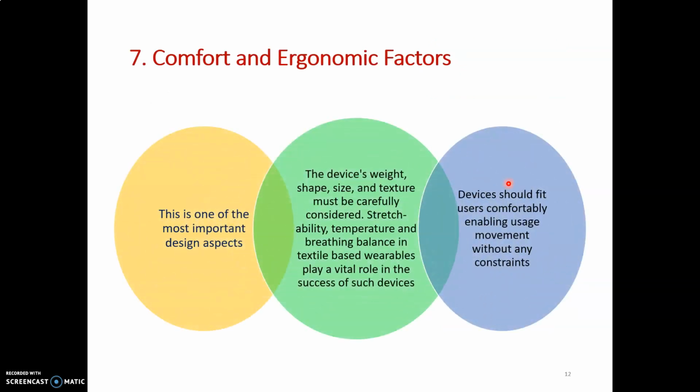The seventh one is comfort and ergonomic factors. This is one of the main factors in the design aspects. The device's weight, shape, and structure must be carefully considered. Here we consider the temperature and breathing balance, which in textile-based wearables play a vital role in the success of such devices. Most of the wearable devices used are related to our human body, like textile materials, clothing, and dressing. Devices should fit the user comfortably, enabling movement without any constraints.